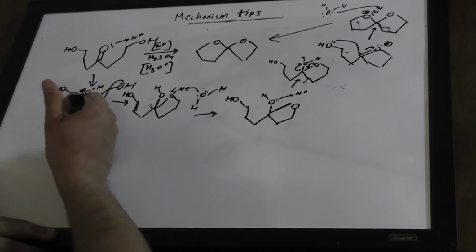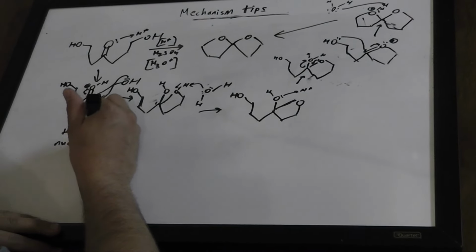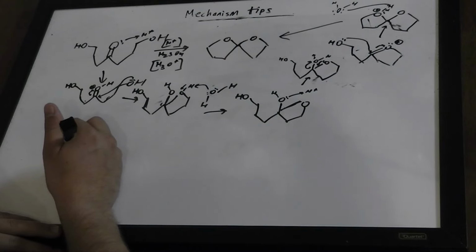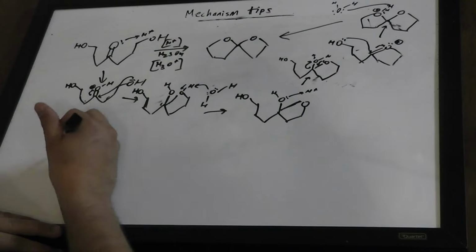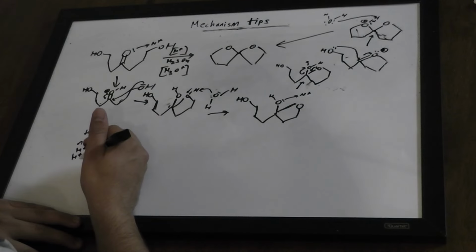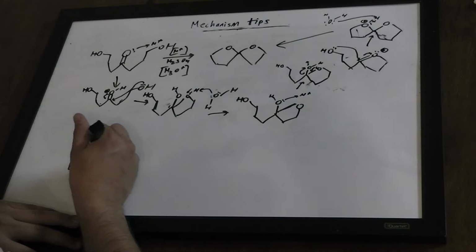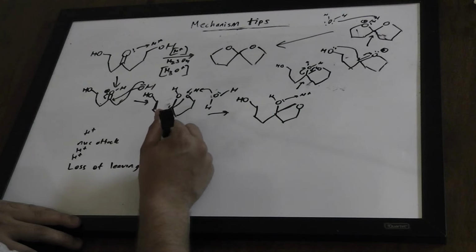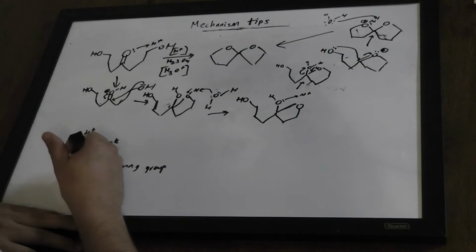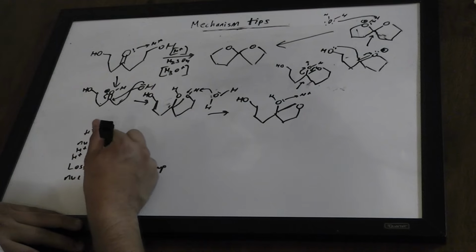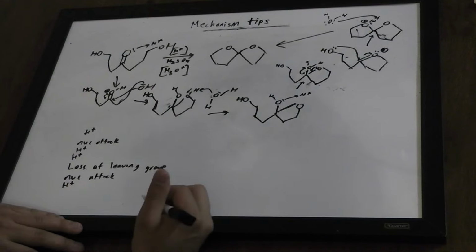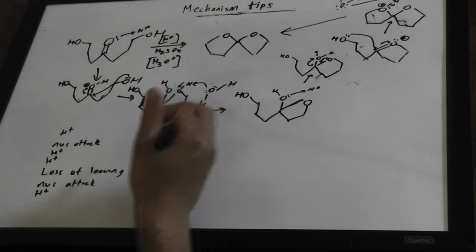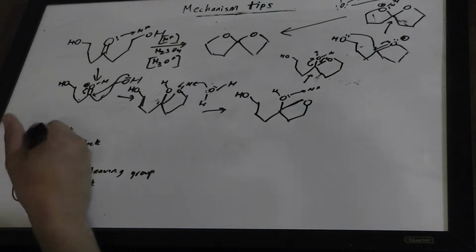And you can see that first thing that happens is a proton transfer, then you have a nucleophilic attack, then you have another proton transfer right here, and then you have another proton transfer, and then you have a loss of a leaving group, and you have a nucleophilic attack and a proton transfer. But it's much easier to understand the steps rather than just to memorize a list of this.